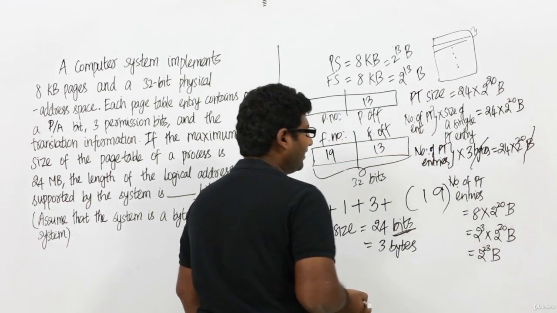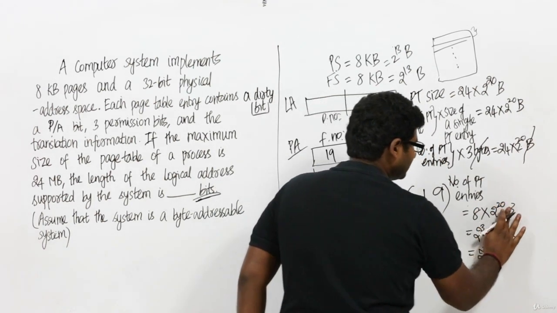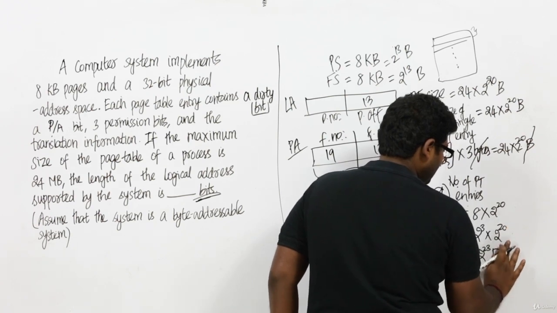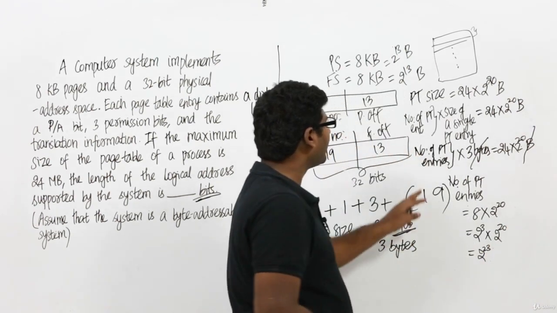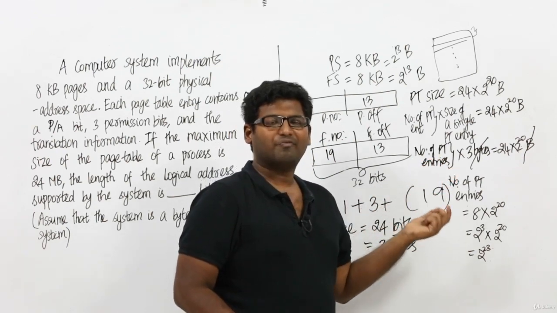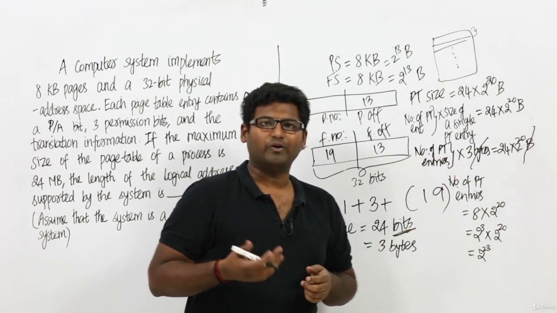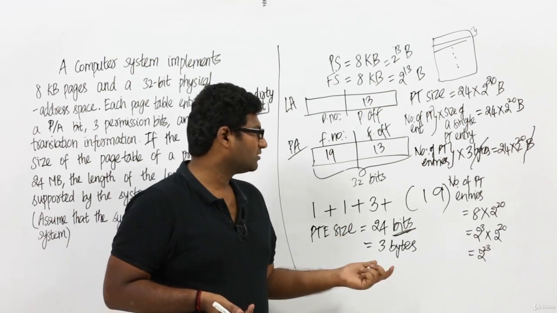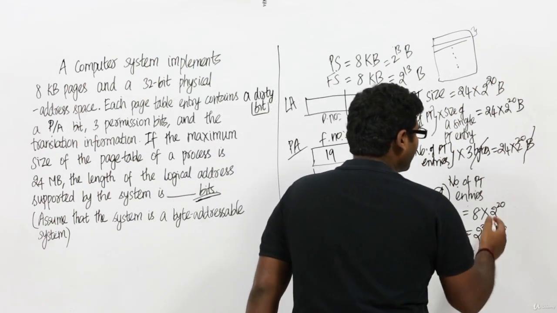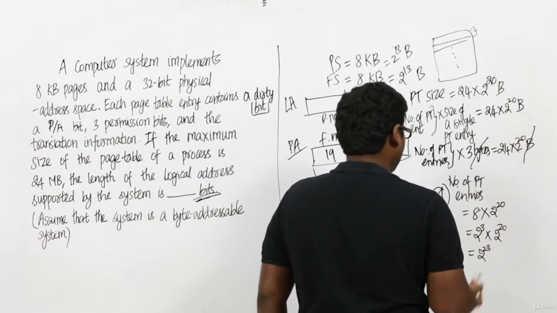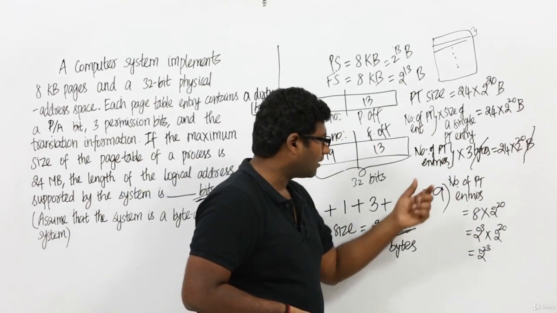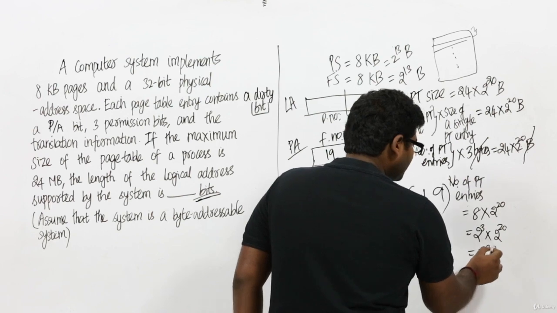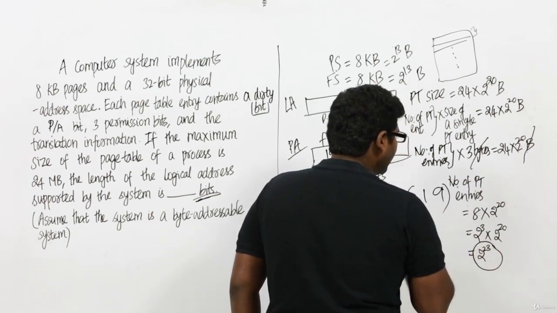See, it is not bytes, right? Sorry for this. This is not bytes. Don't get confused here. Why? Because it is actually indicating the number of page table entries, right? The number of page table entries will be either 5, 10, 20. It will not be in terms of bytes. And also bytes and bytes are getting cancelled, right? So the unit cannot be bytes. Now we are calculating the number of page table entries which we have computed as 2 power 23.